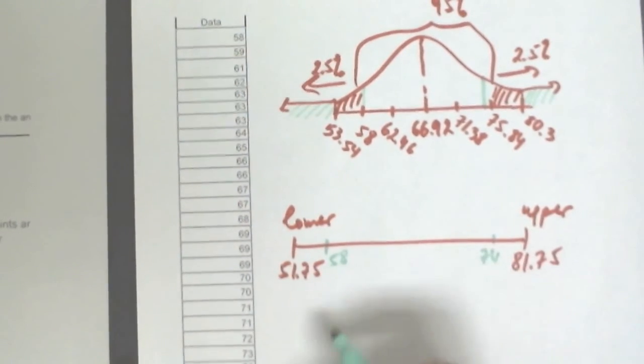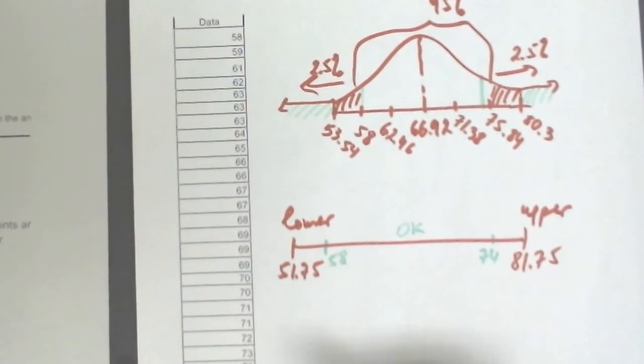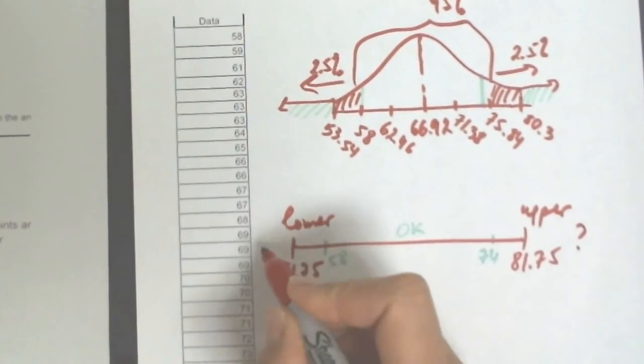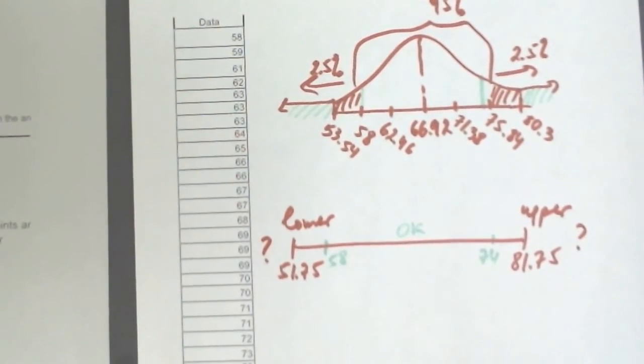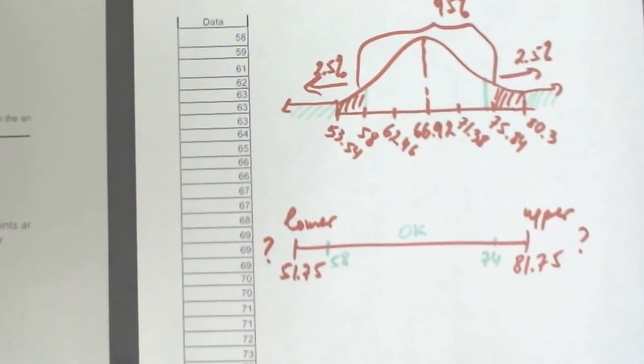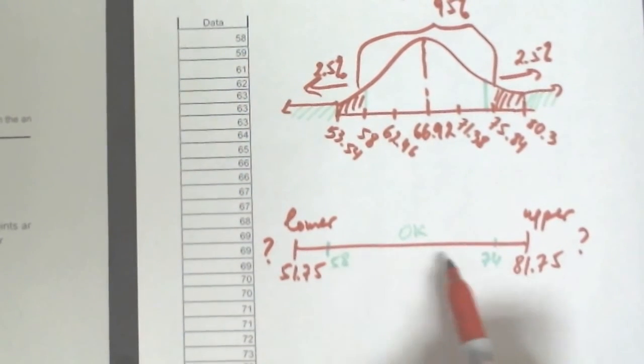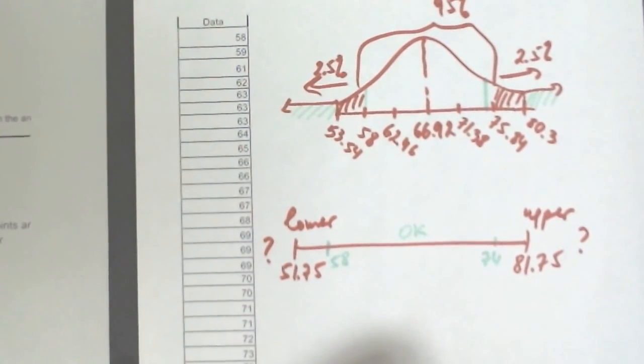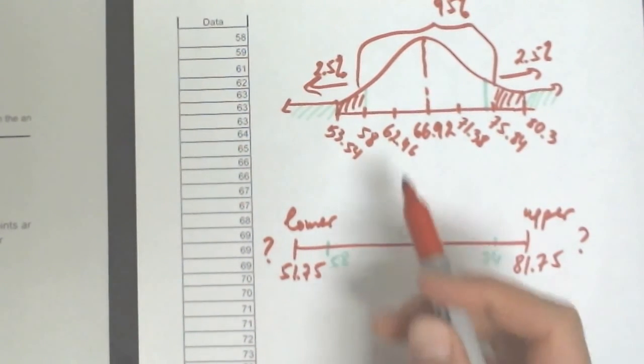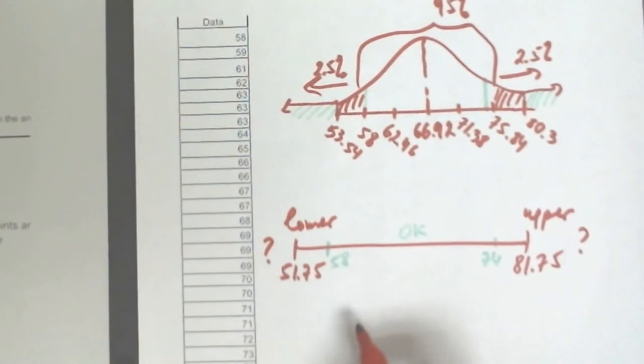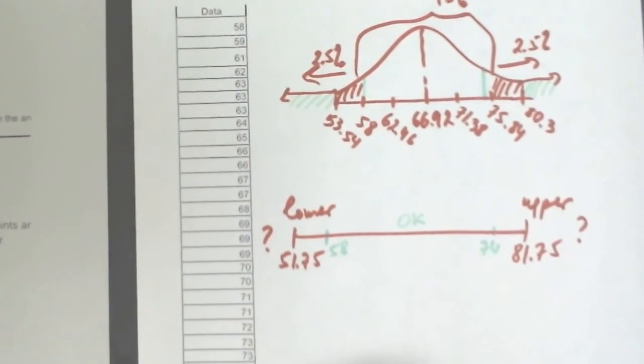Everything that's inside of the fence is okay. Anything outside of the fence is questionable because it probably has some kind of a problem with it. You can see again, just like the empirical rule, my fences show me that I don't have any problems with my data. It's nice and bell-shaped. If you find something outside of the fences, you have to take a close look at it.